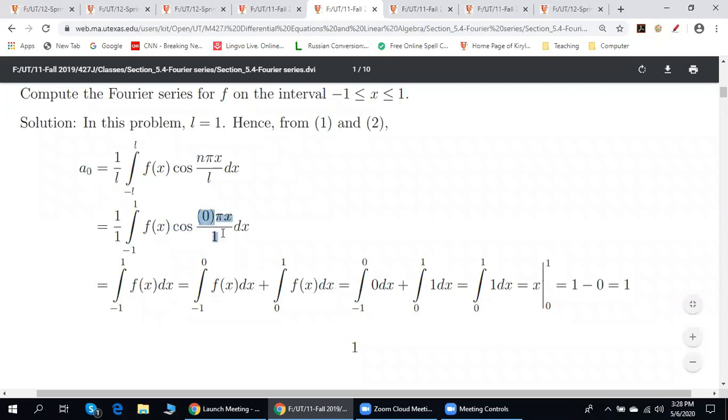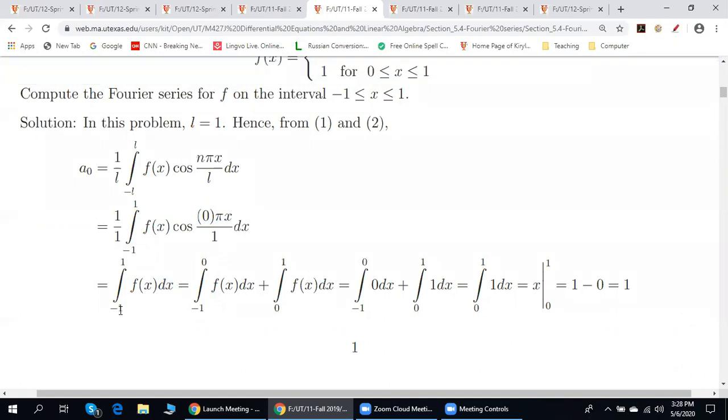Cosine of 0 is 1, disappears. So a0 is equal to integral from -1 to 1 f of x dx. Next, by calculus 1, integral from -1 to 1 can be split into two integrals, from -1 to 0, and then from 0 to 1.